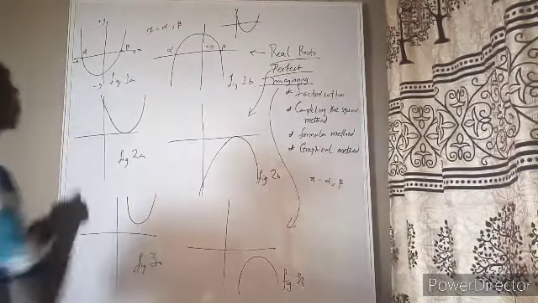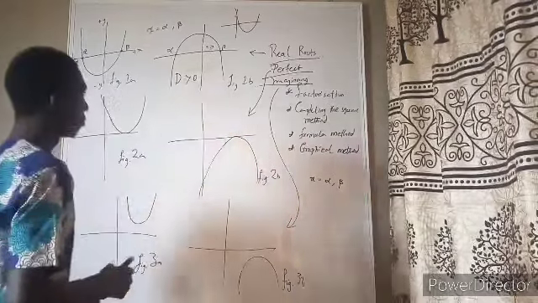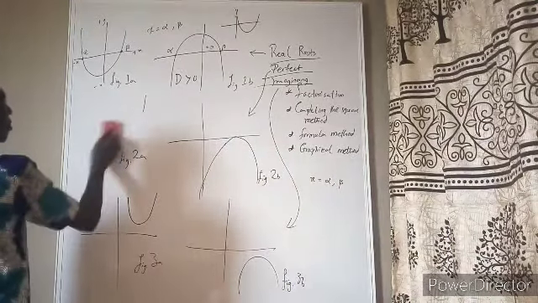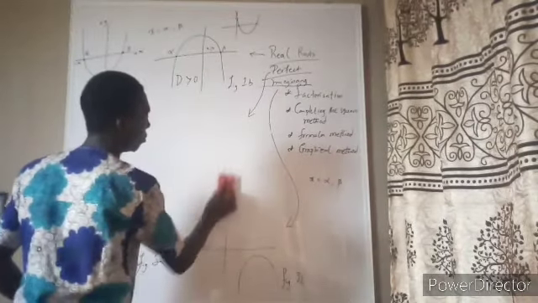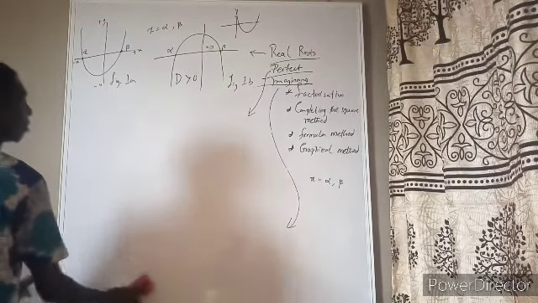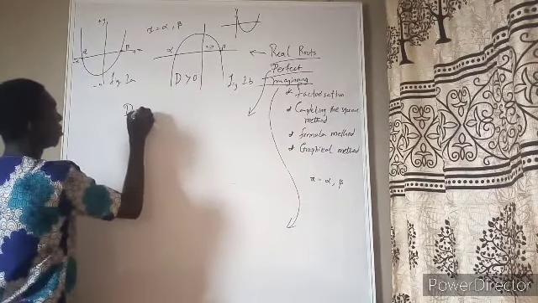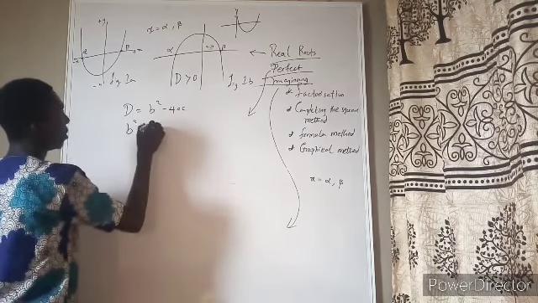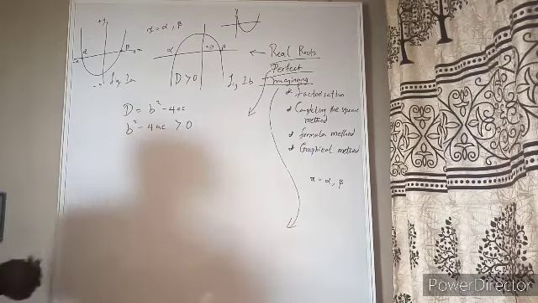When we're talking about real values, then my determinant is greater than 0. Let me clean all of this. I'll trash them out one by one. The determinant must be greater than 0. What's the determinant? My determinant is equal to b squared minus 4ac, and this must be greater than 0.